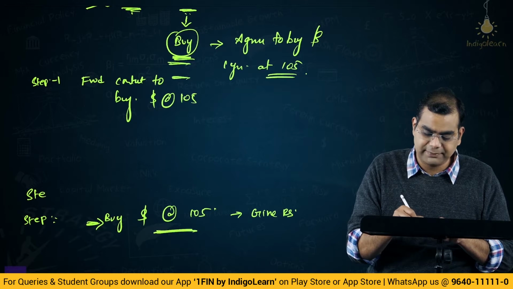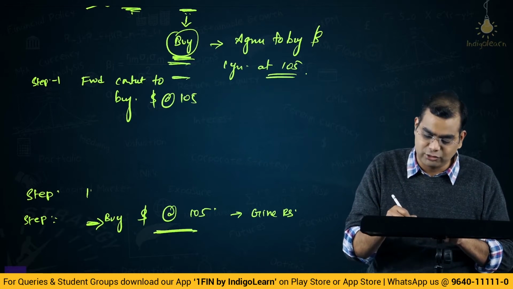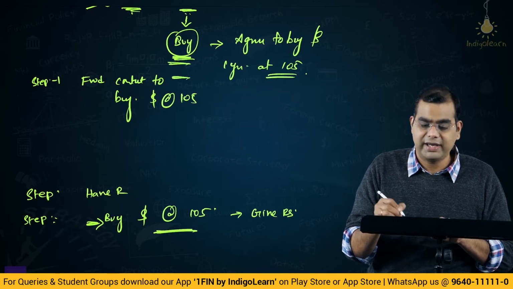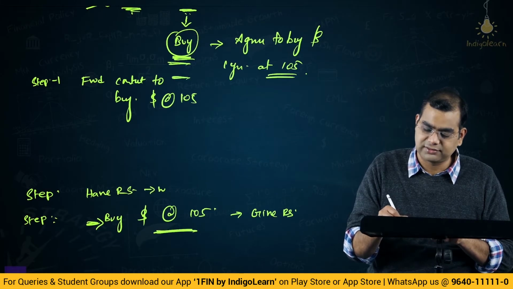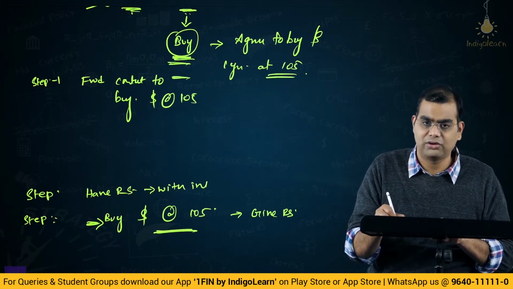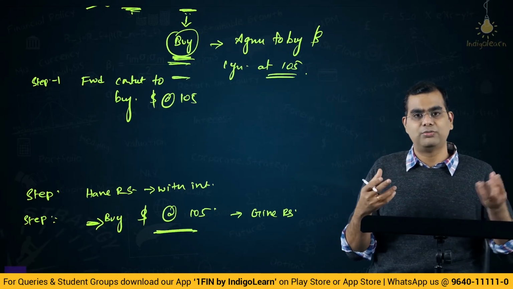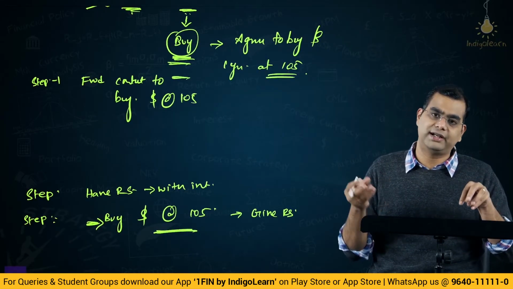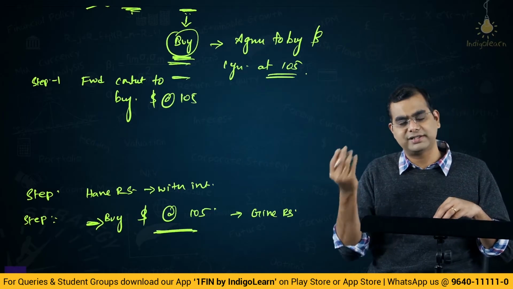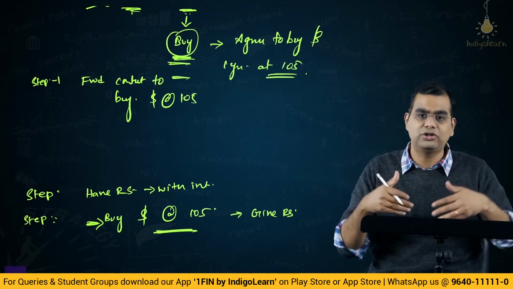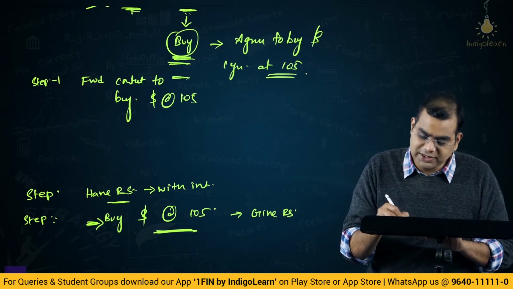Then, what is the previous step? If you have to give rupees, you have to have rupees. Okay, have rupees with interest. Why with interest? Because when you are trying to do this arbitrage process, you borrow in one currency, invest it at one rate, then change it into another currency and invest it at another rate. So, I am explaining the logic with respect to that. So, have rupees with interest.